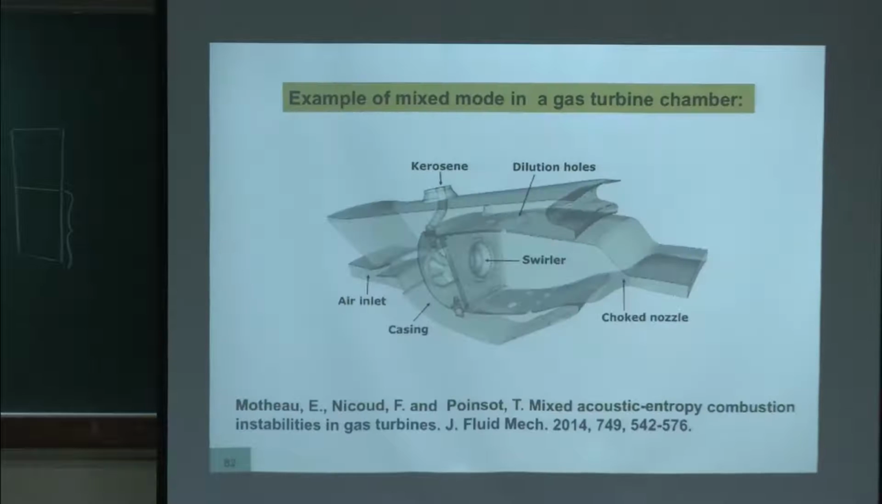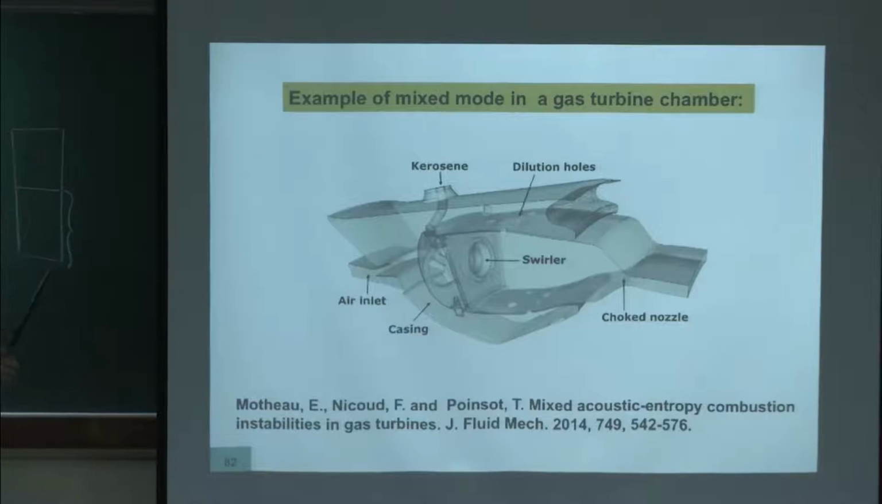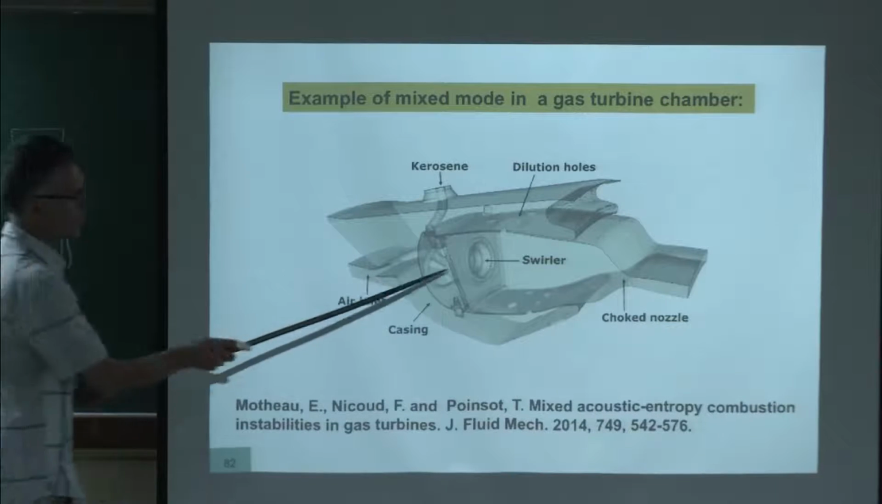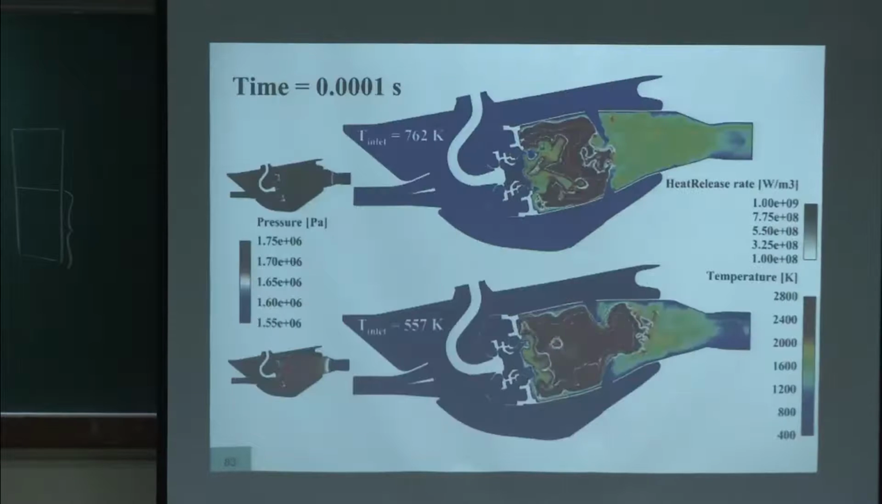And that's the problem. An example here, I think it's the Rafale engine, actually. I'm not sure, it's one of the prototypes, at least, of the Rafale engine. So you have the swirler here, the choke nozzle, and you inject kerosene. We did a simulation of that. It's in JFM here. You can find this paper directly on the web, or you can ask me.